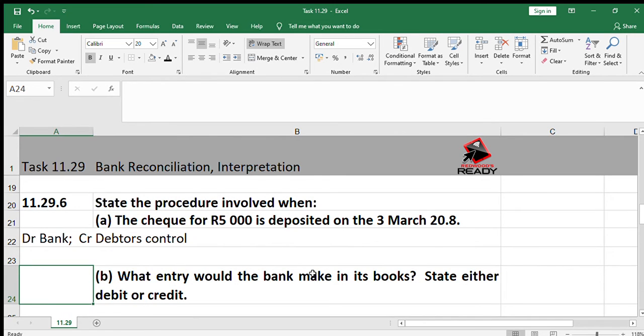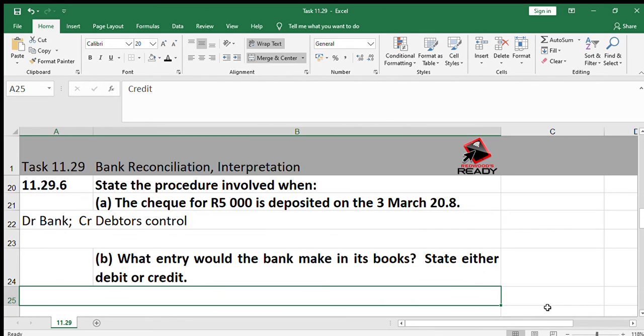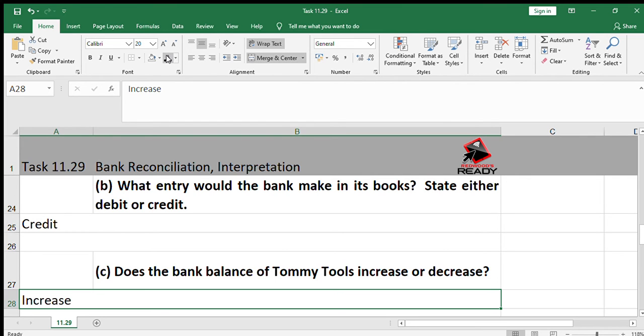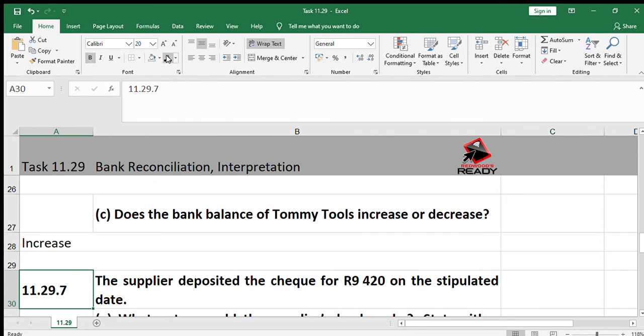What entry would the bank make in its book? State either debit or credit. So when we deposit money, we debit bank, but the bank would credit our account. Does the bank balance of Tommy Tools increase or decrease? So when the money is deposited, the bank balance will increase.